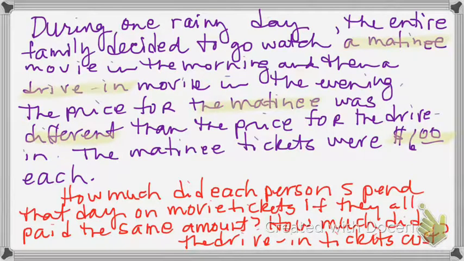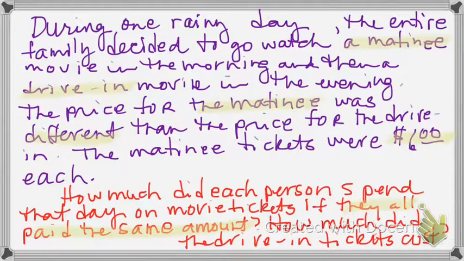Another very crucial thing is they all paid the same amount, because there is a possibility, of course, that a child's ticket would be less than an adult or a senior citizen, but there are no senior citizens here. So anyway, we're going to answer those 2 questions. How much did each person spend that day? And then how much did the drive-in tickets cost?